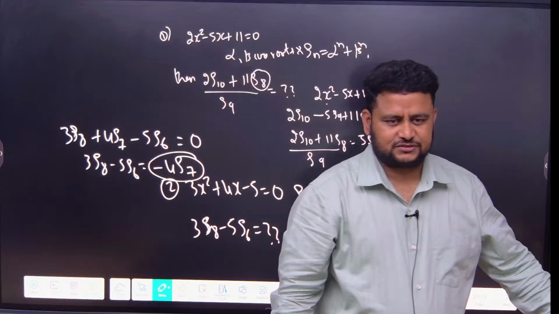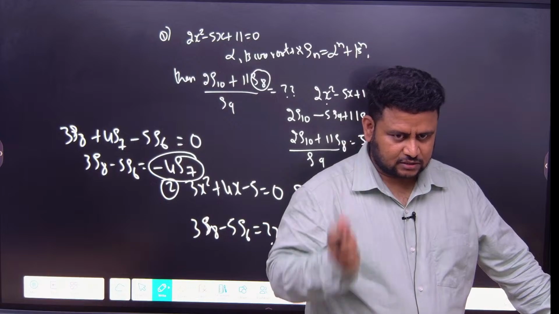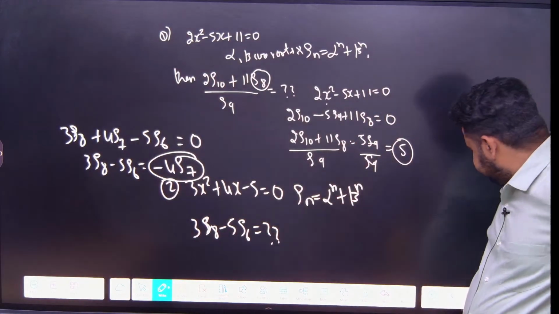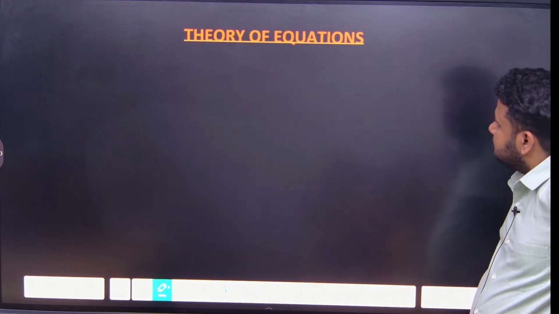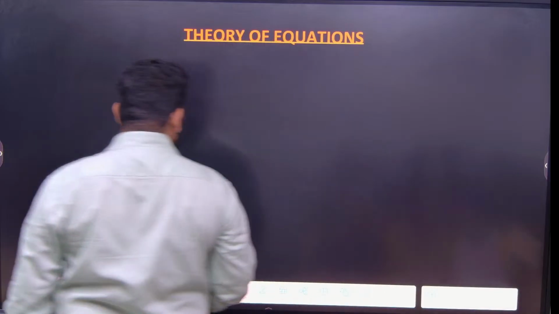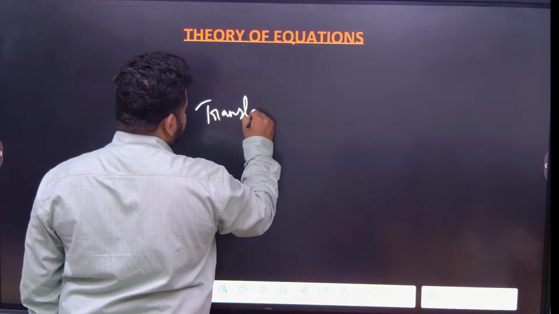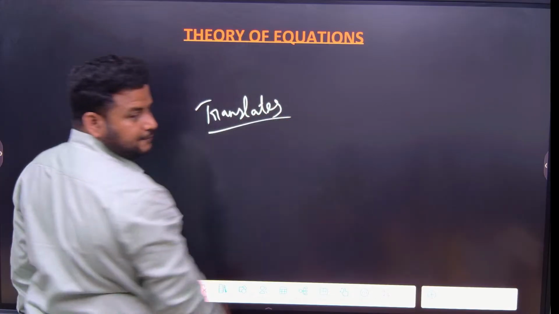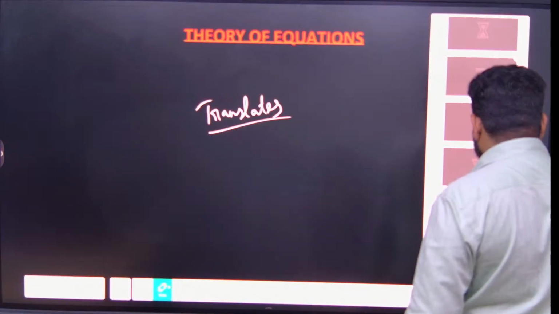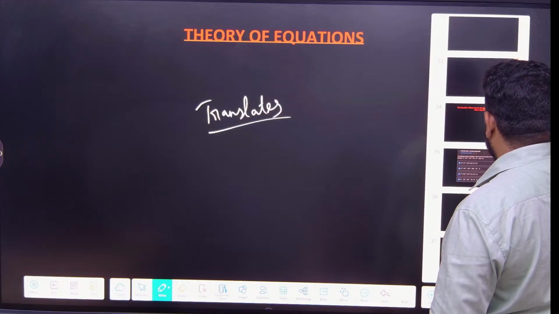Now we will go for theory of equations. One thing, sometimes they have asked about translates. This you have done in your board exams also. So what do you mean by this translates? For this, let us take one example question and we will solve it.